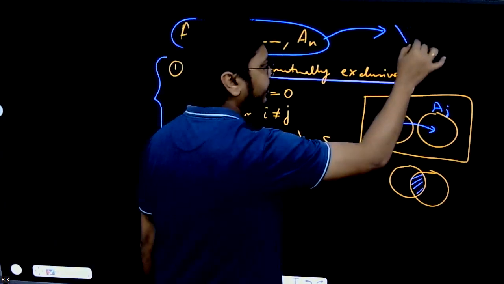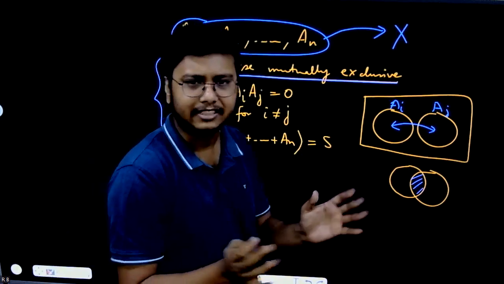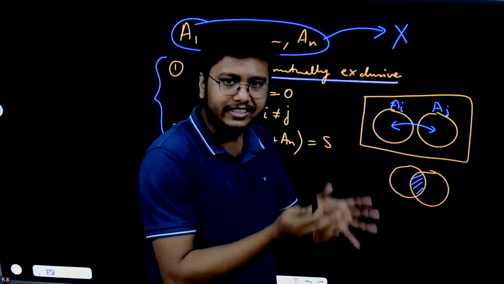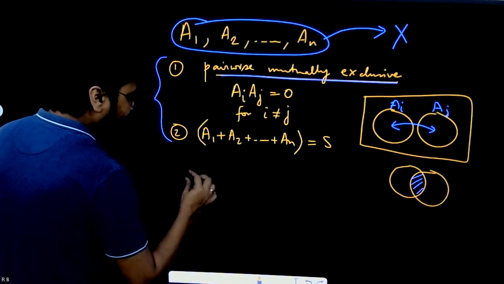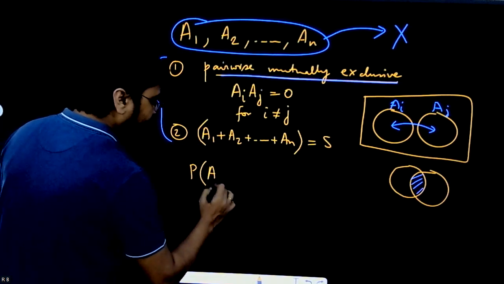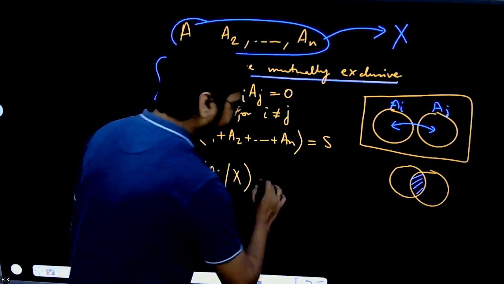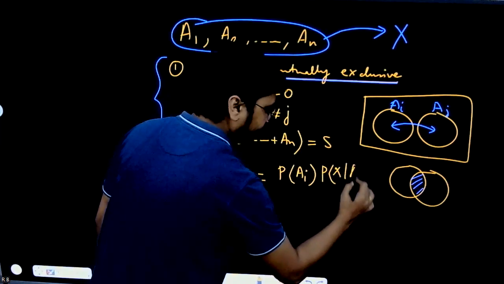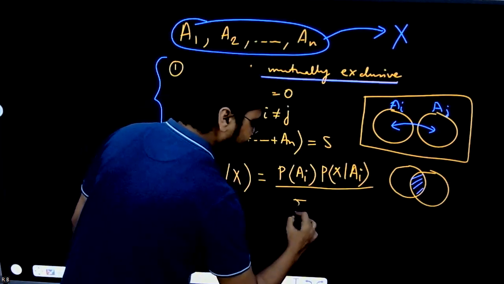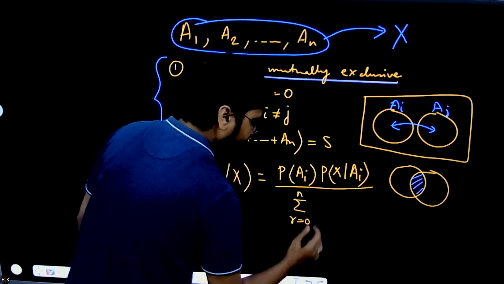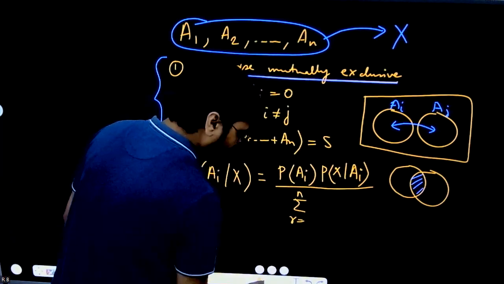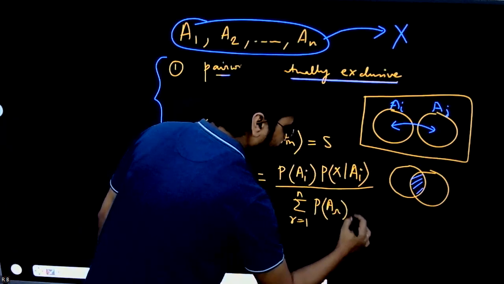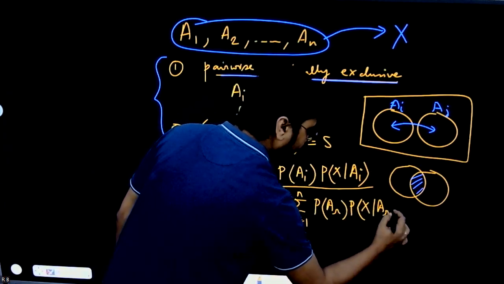Now, if these two things are satisfied, Bayes' theorem is saying that if I take any event capital X associated with that experiment, not necessarily from a1 to an, then the probability of Ai given X is the probability of Ai into the probability of X given Ai, whole divided by the summation, r equals 1 to n, of the probability of Ar into the probability of X given Ar.